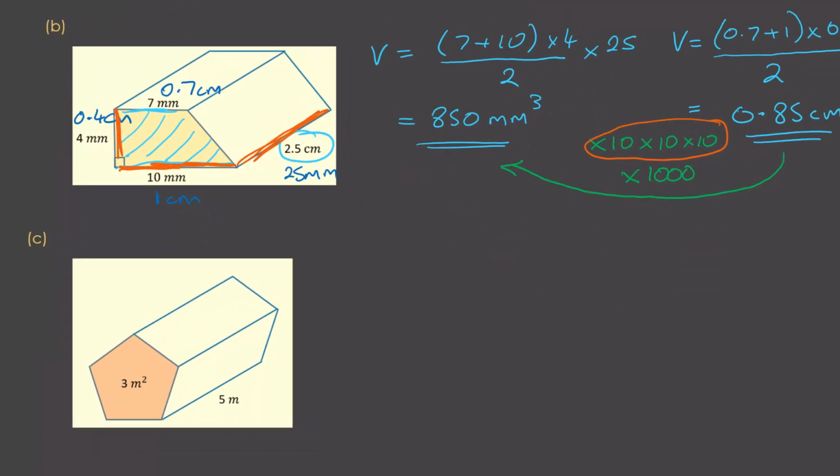Now finally, we have 3 square metres and 5. Now this one often confuses students, but remember, the volume is the cross-sectional area times the length. And here we don't need to do a calculation for the cross-sectional area. We're given it to start with. So it's just going to be 3 times 5, and since this is in metres squared and this is in metres, that's going to be 15 cubic metres.